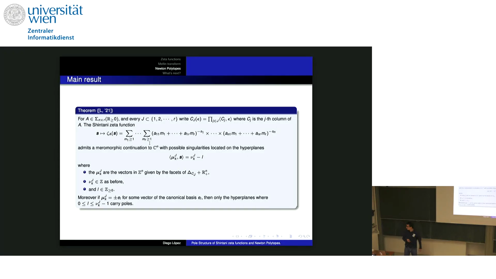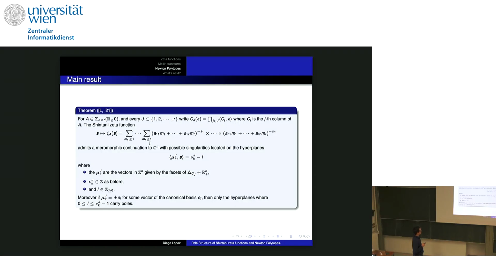And here is my main result. I don't want to take more time than necessary. So if we have a matrix of the type we've described before, with non-negative entries and at least one positive entry on each row and each column, all those requirements are needed for this sum to make sense, so for the Shintani zeta function to make sense.